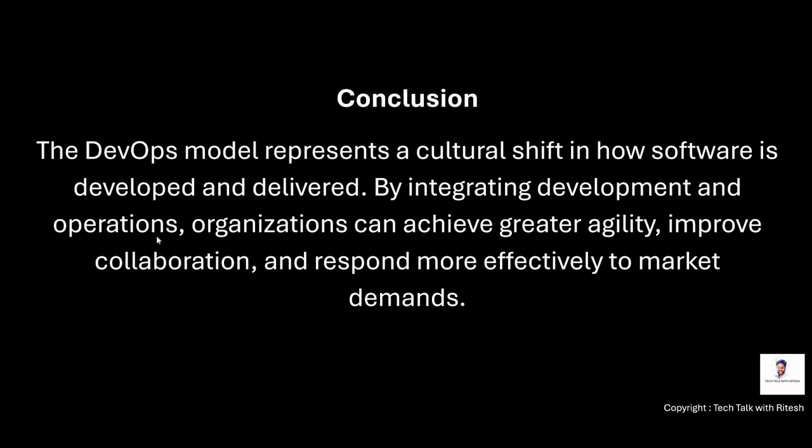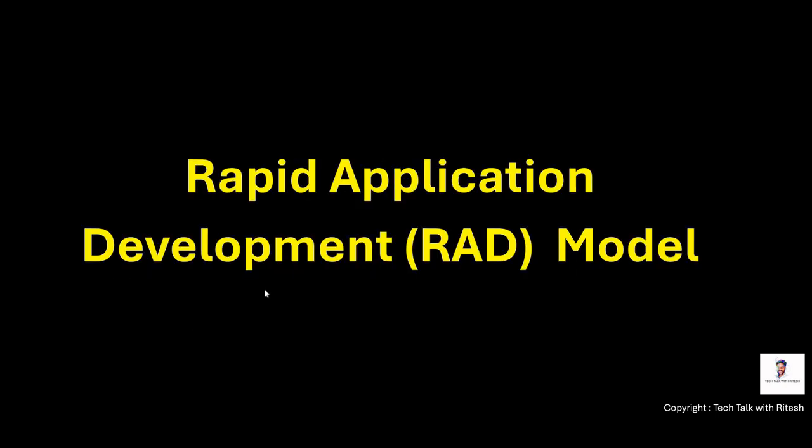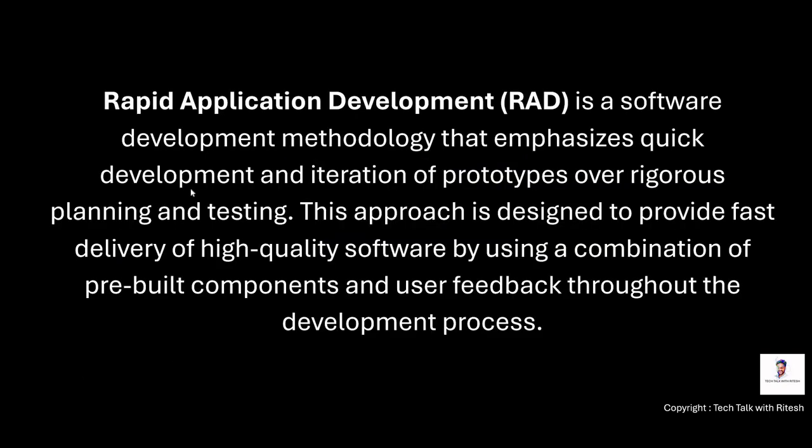Let's conclude it. The DevOps model represents a cultural shift in how software is developed and delivered. By integrating development and operations, organizations can achieve greater agility, improve collaboration, and respond more effectively to market demands. Now let's understand another agile model, which is rapid application development model.